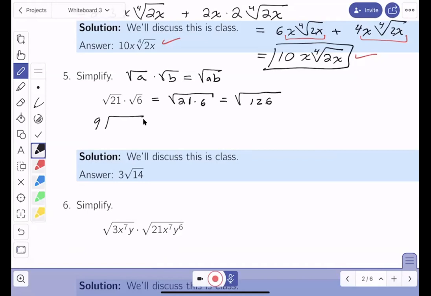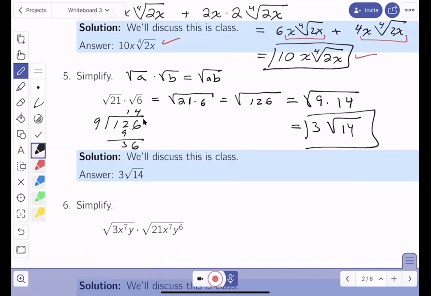I know it's tough. You can use your calculator if you're struggling. Let's see, 9 from 12 is 3, right? That's 14. So I'm going to write that down now. I'm going to say 126 is really 9 times 14. Well, the square root of 9 is 3. What do you get? Root 14. Box this in, look at my key, and write it down.